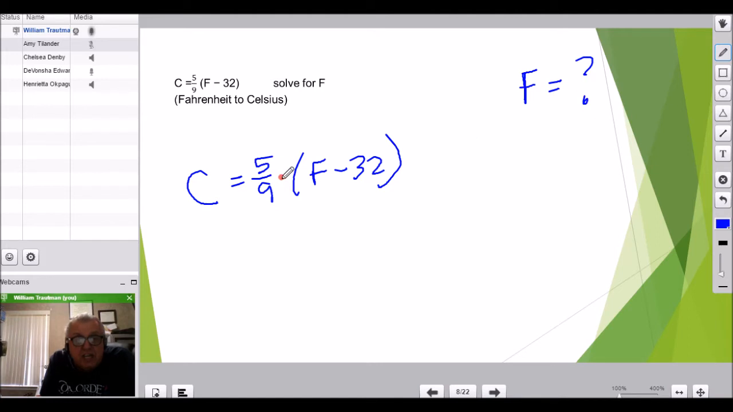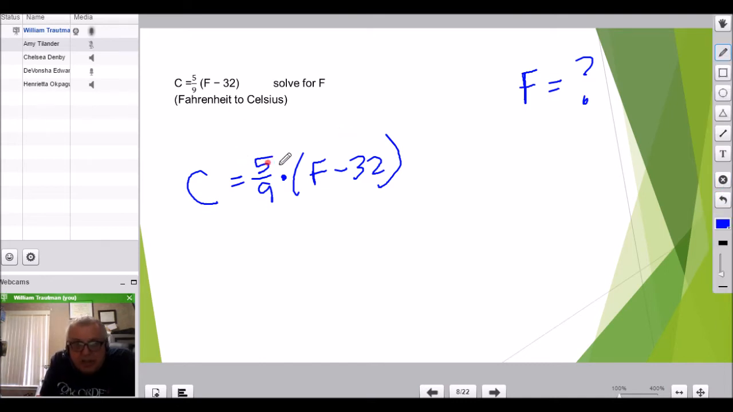So it's 5/9 times this parentheses. The key here is times the parentheses. Since this is in a parentheses, you cannot take the add and subtract to the other side first. Because if I add 32, I can't, because it's in the parentheses.